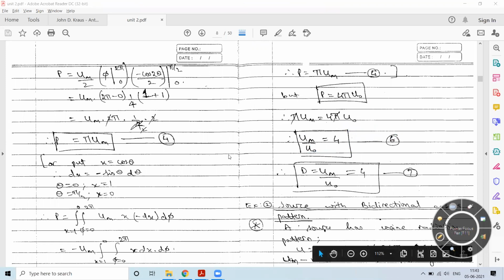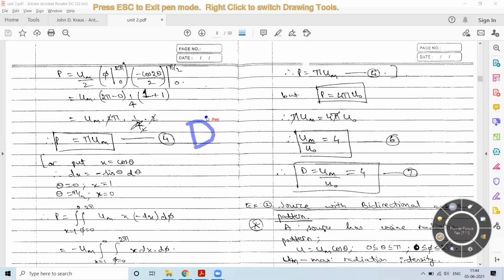So remember, here directivity is in the range of what? Directivity is greater than or equal to 1. It cannot be less than 1. So if you are getting a value less than 1, then somewhere there might be calculation mistakes, so you can rectify those things.